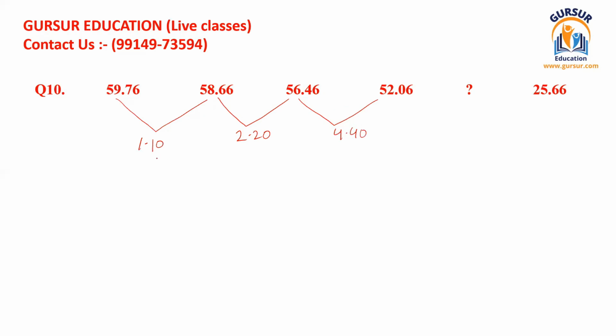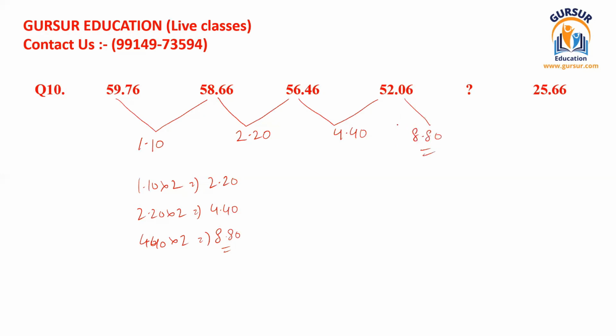Everywhere you can see now there is multiplication by 2, because when we multiply 1.10 by 2, we get the value of 2.20. When we multiply 2.20 by 2, we get the value of 4.40. In the same way, if we multiply 4.40 by 2, we get the value that shall come at this place. So here shall come 8.80.